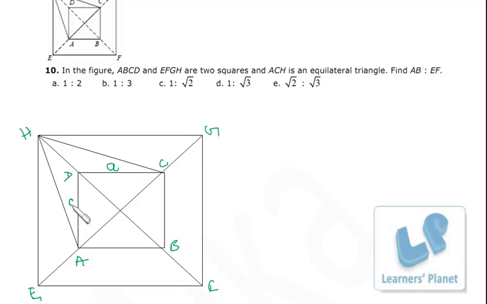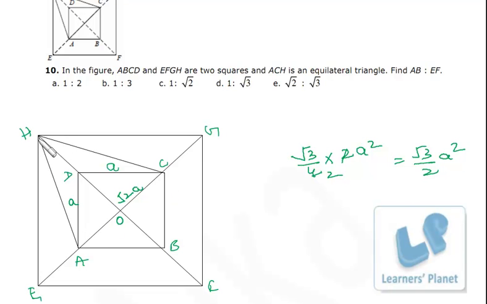So what I do is I assume the side of the smaller square to be A. So this is A, this is A, that means the length of the diagonal will be root 2A, of the square. Now this AC is nothing but the side of this equilateral triangle, as ACH is given to be an equilateral triangle. So side of this equilateral triangle is root 2A. I assume this point to be P. Area of this equilateral triangle is root 3 by 4 into side square. So it is root 3 by 4 into 2A square, or I can say root 3 by 2 A square. That is the area of this equilateral triangle.